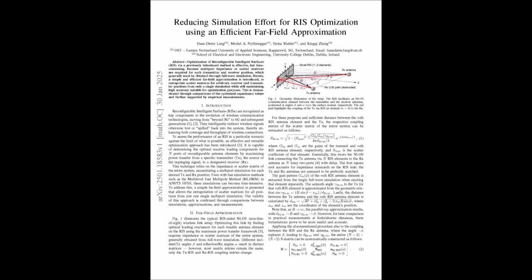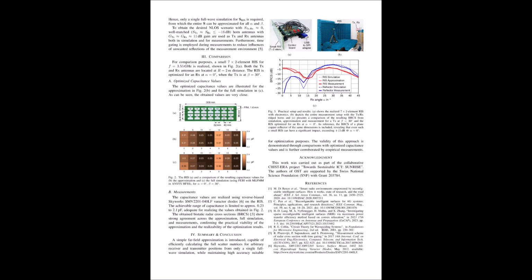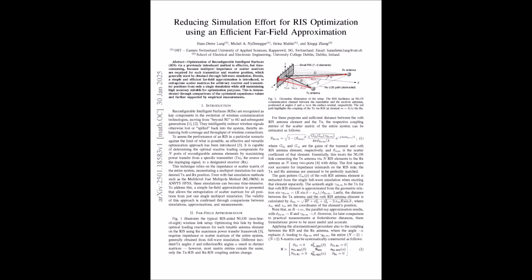With the transmitter positioned at an angle of beta equals 30 degrees. So basically, they wanted to find those reactance values for each RIS element that would maximize the signal strength at the receiver coming from that specific transmitter location. Okay, so they had a clear objective.